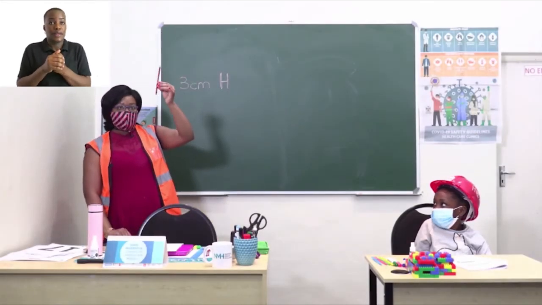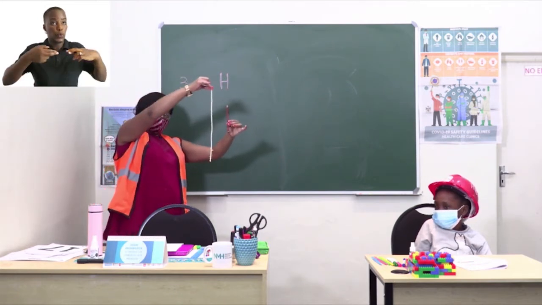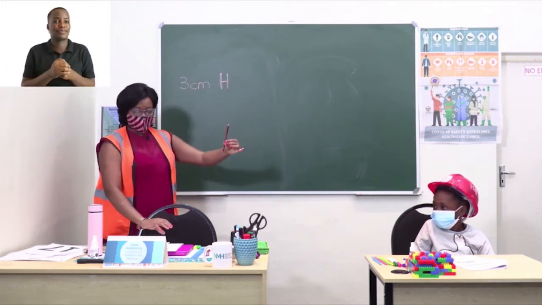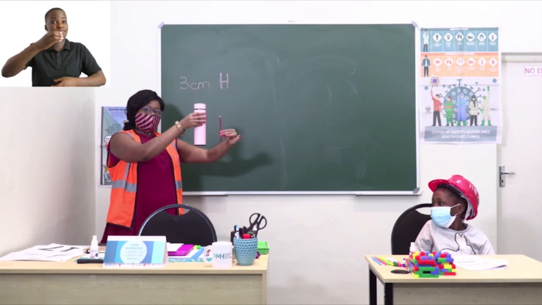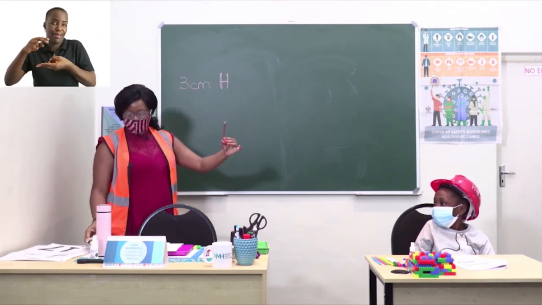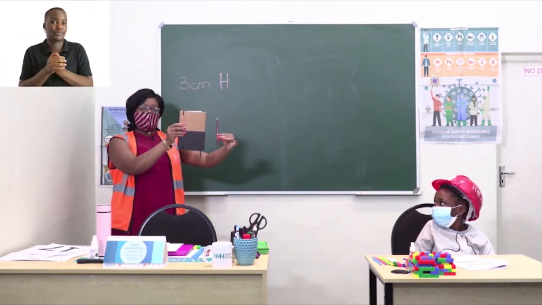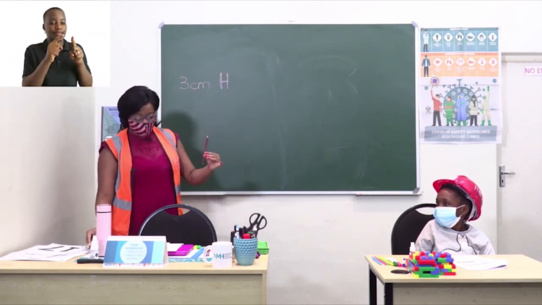This is our pencil, and our piece of string is longer than our pencil. We have also found a bottle that is longer than our pencil, and we have a book that is longer than our pencil. So we can write these 3 objects. You are going to find your own 3 objects.